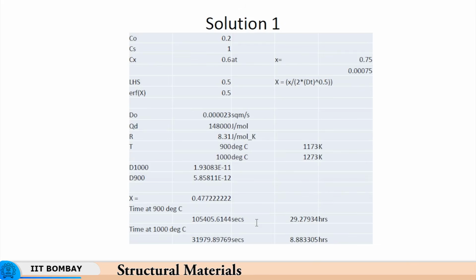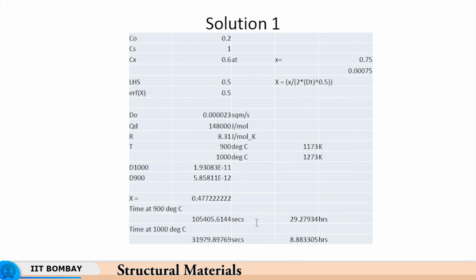So the right hand, the argument of ERF, which is x by 2 into root of Dt. So we have got this value of 0.477, and x, this small x, is equal to 0.75 millimeters, which is 0.00075 meters, and then capital D is given here. D at 1000 and D at 900 have already been calculated.